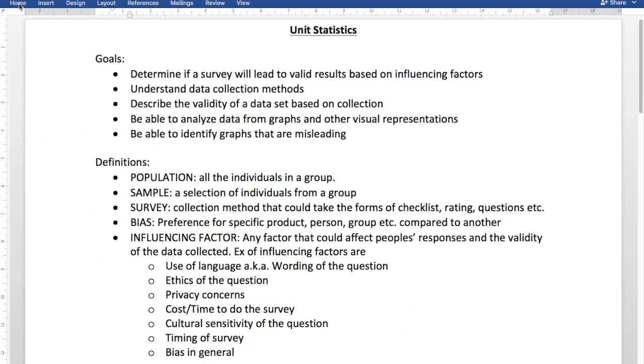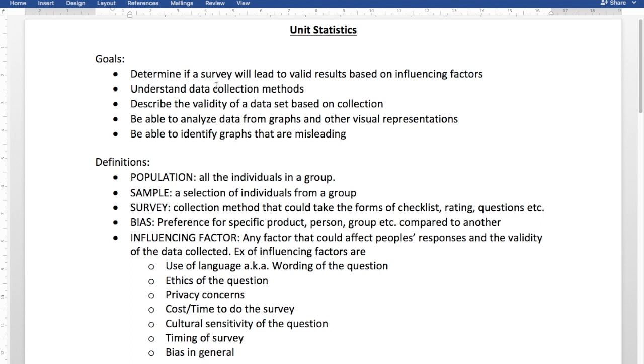Okay, here we go. So this unit, which I will call statistics, has a couple of goals. Today's big goal is to determine if a survey will lead to valid results or if it will be biased based on a couple of influencing factors, which we will go over. There are a bunch of other goals here for a later lesson: we'll understand how we collect data, we'll look at the validity of data collected, and we'll be able to analyze graphs and figure out if they're misleading or not. But for today, influencing factors.